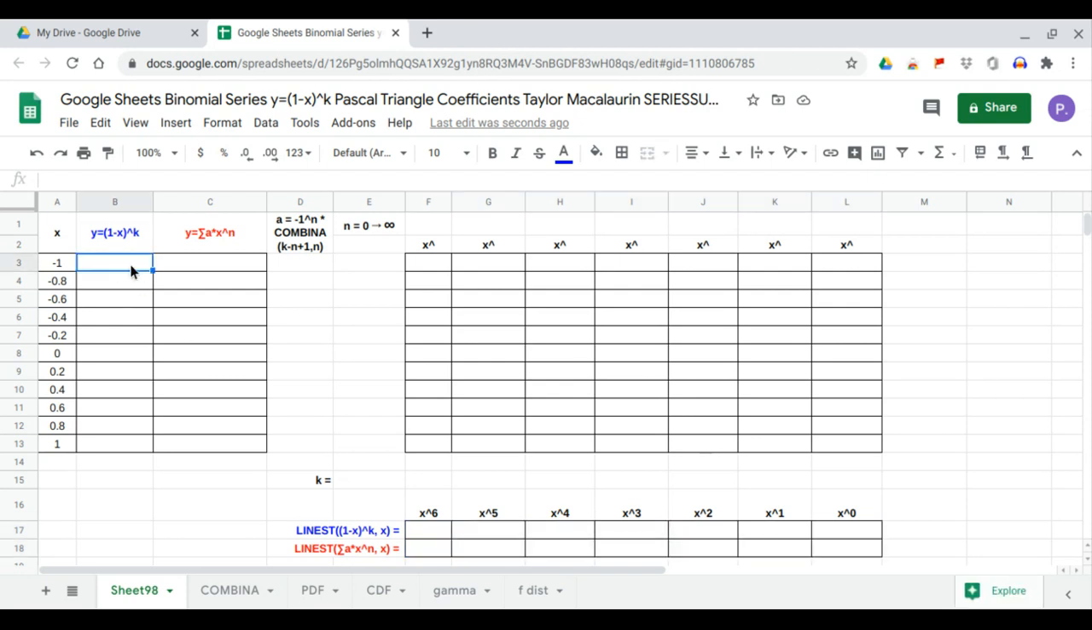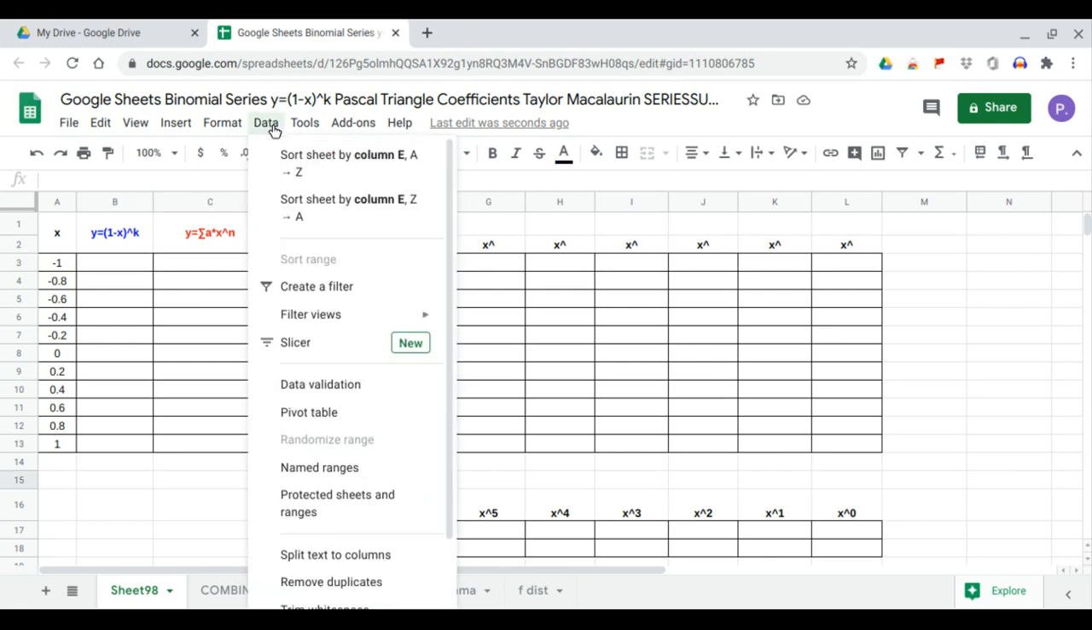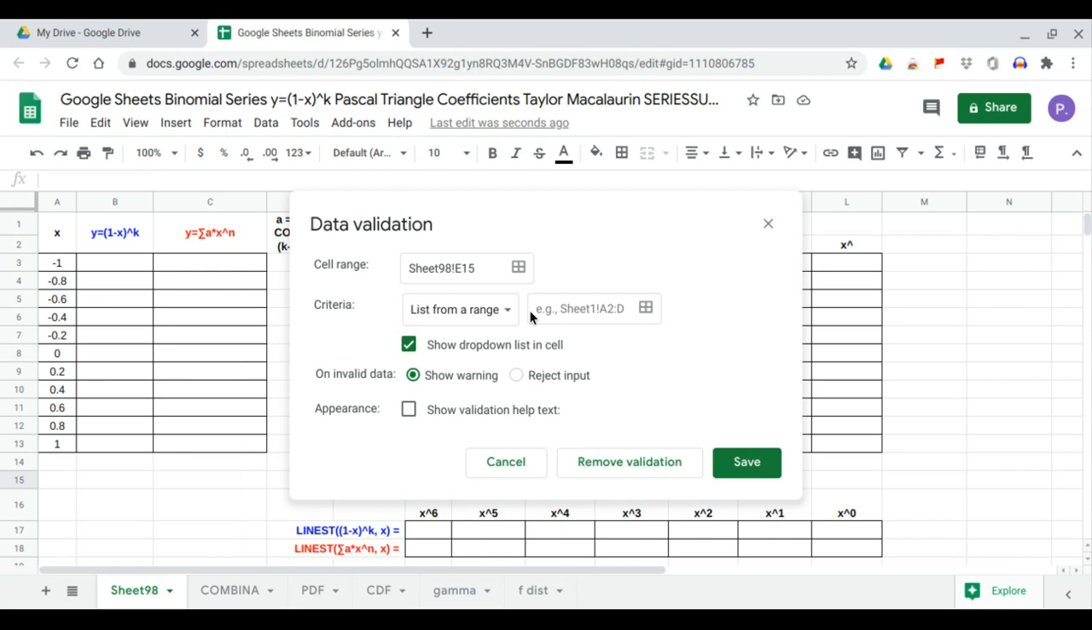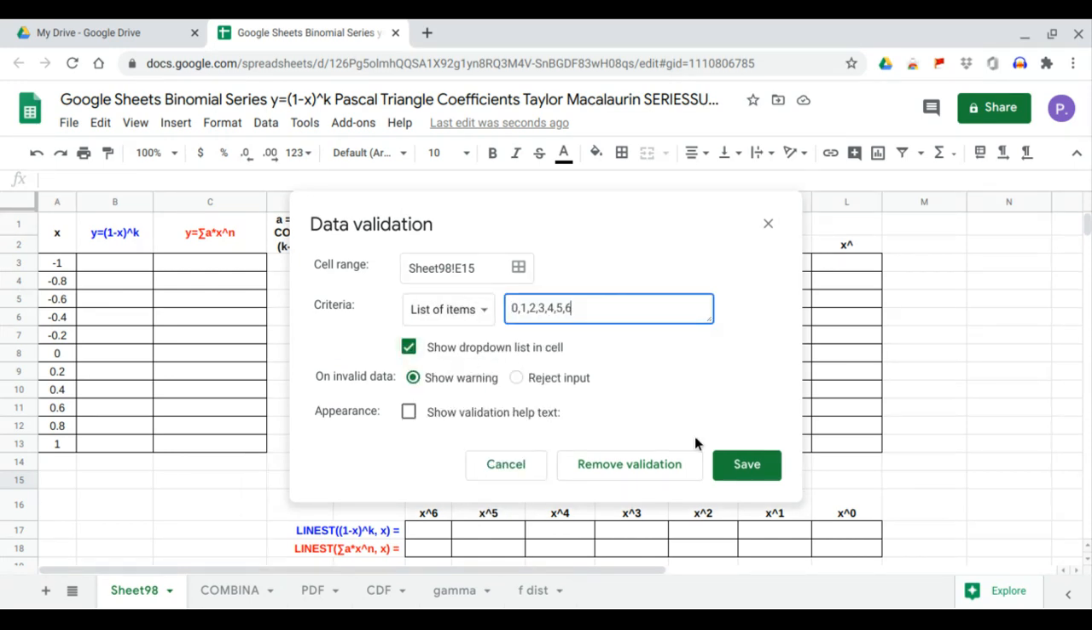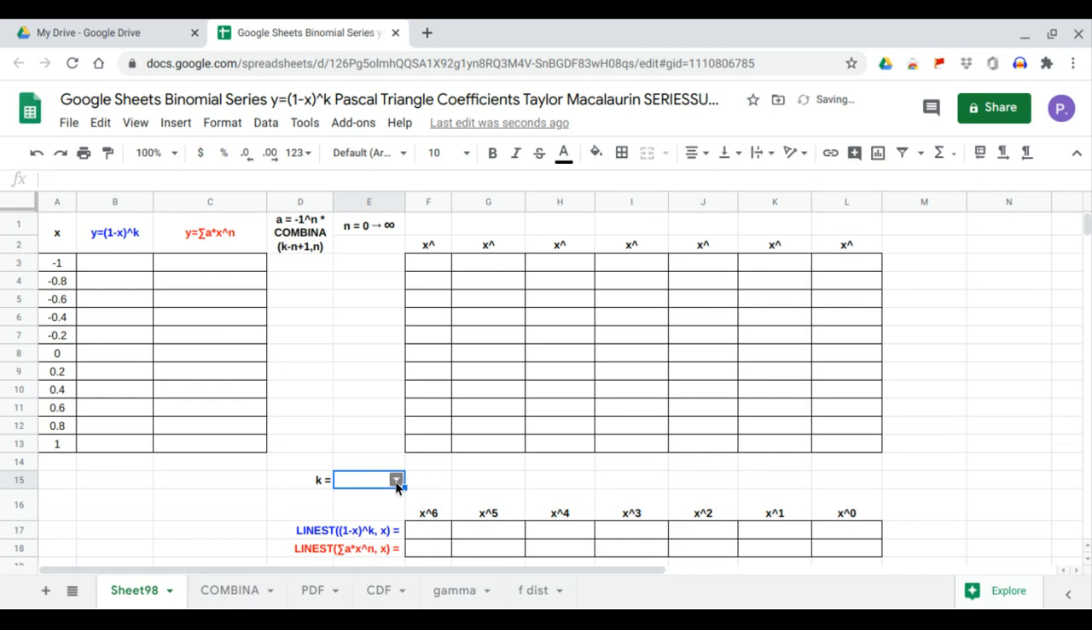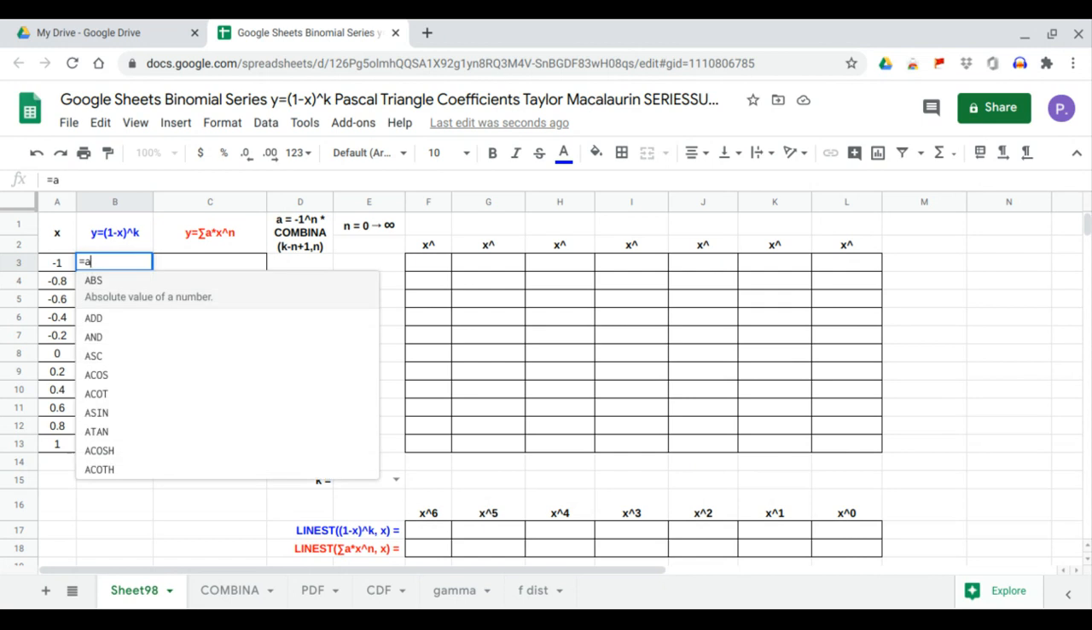Begin with the formula of the binomial series y equals 1 minus x to the power k, where our values of k will be from 0 to 6. We'll assign 0 to 6. So we have these values of k: 0, 1, 2, 3, 4, 5, 6. And we generate the trend line, the data set. Array formula.